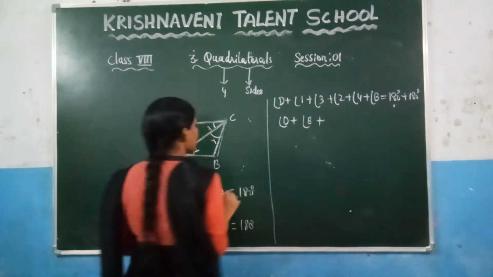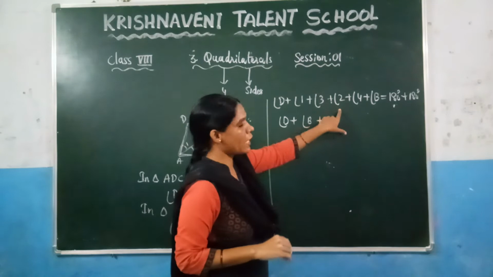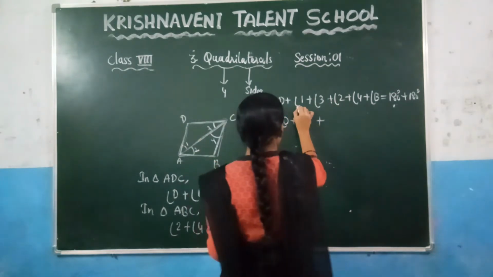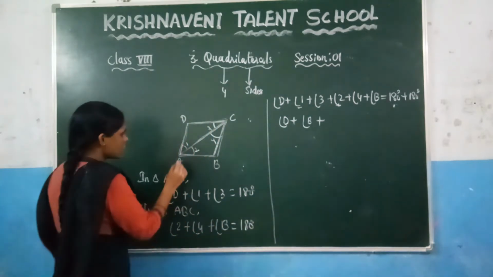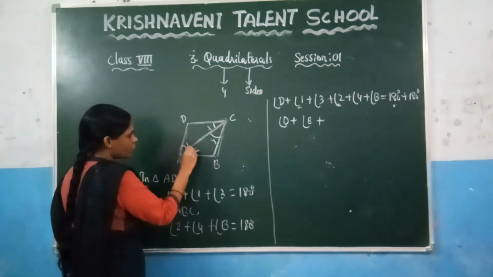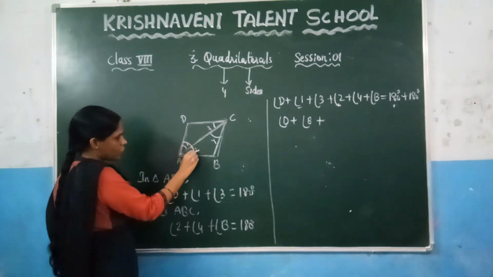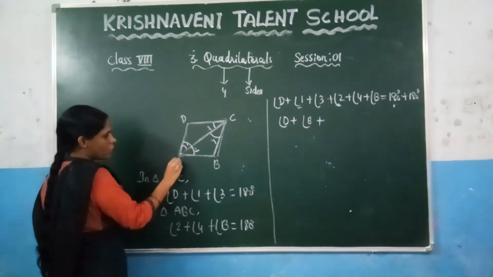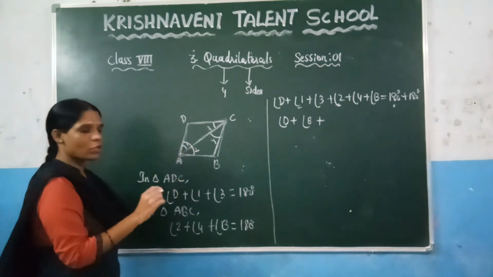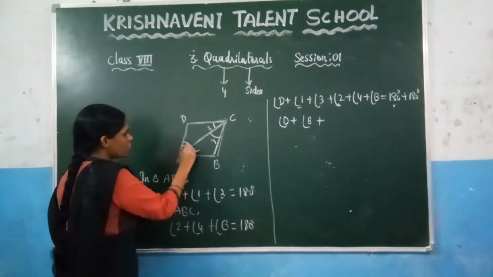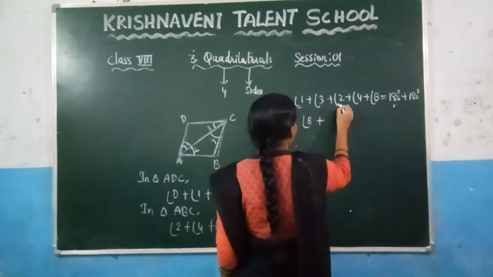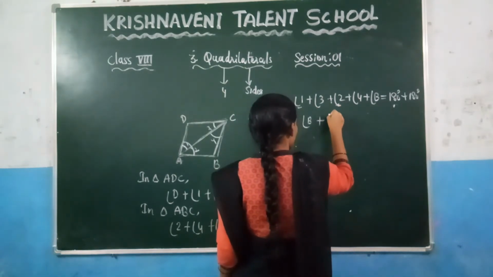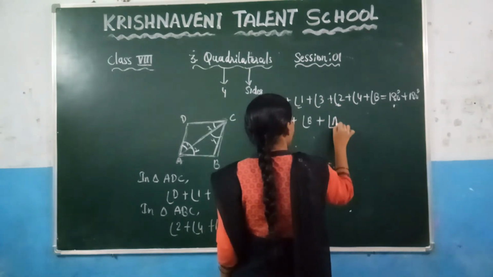Now in the case of angle 1 plus angle 2, what can we write? See it in the quadrilateral, angle 1 plus angle 2. This is angle 1 and this is angle 2. If you add angle 1 plus angle 2, you will get the total angle, which is angle A. So in place of angle 1 plus angle 2, you can write this total angle, which is angle A.